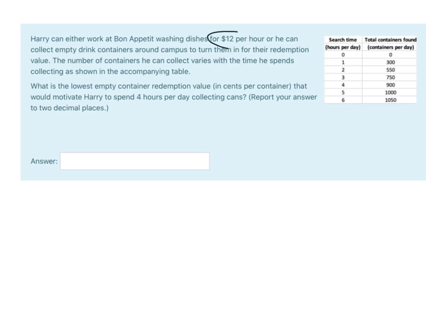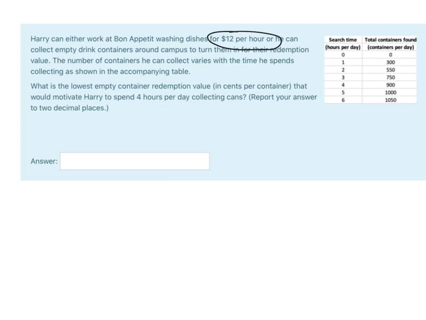Harry's got this job where he makes $12 an hour. So he's only going to collect cans or empty drink containers if he can do as well or better than he can as a dishwasher. So that's the key to doing this problem.